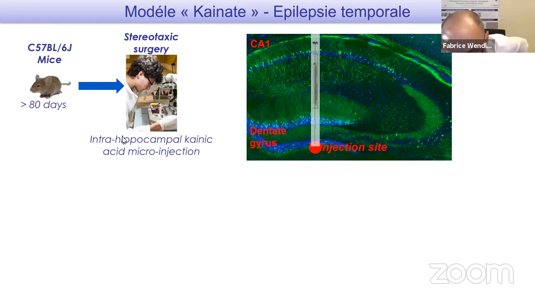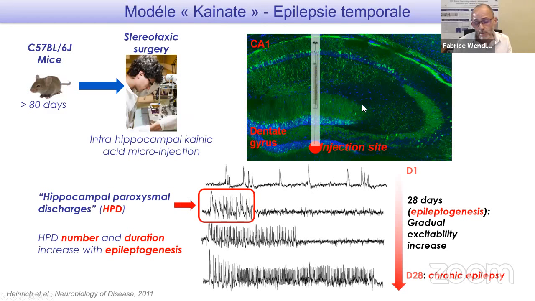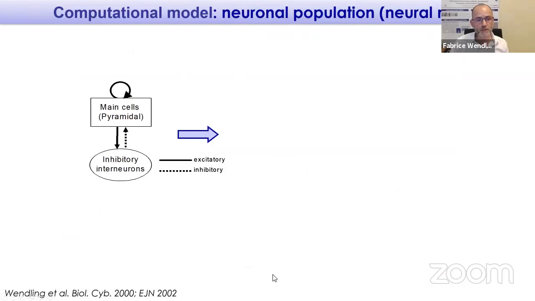Just a few words about the kainate model of epilepsy. We do a microinjection of kainic acid in the dentate gyrus. It's a well-known model for temporal lobe epilepsy. What is known is that after a period of 2, 3, or 4 weeks, the animal develops a chronic epilepsy, which is characterized by epileptiform discharges in the hippocampus. Epileptogenesis is a long-term process. So basically what we study are those markers of the epilepsy, called hippocampal paroxysmal discharges.